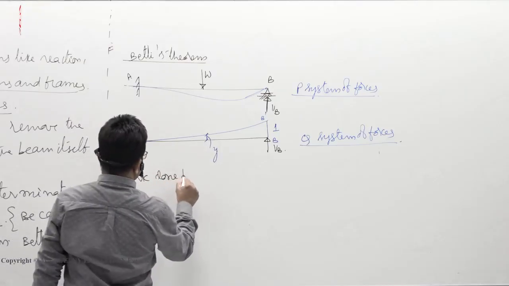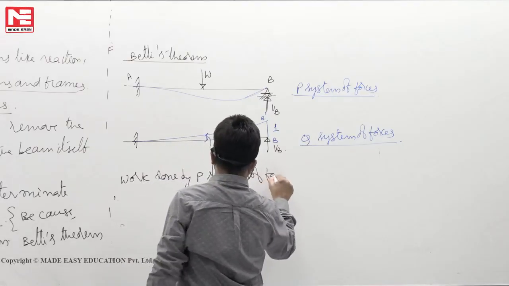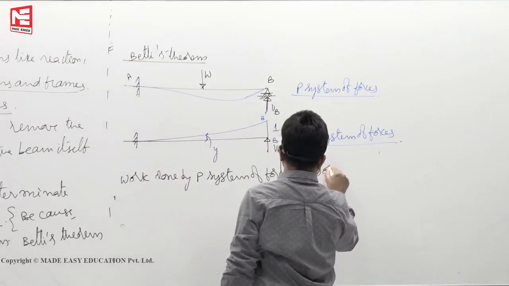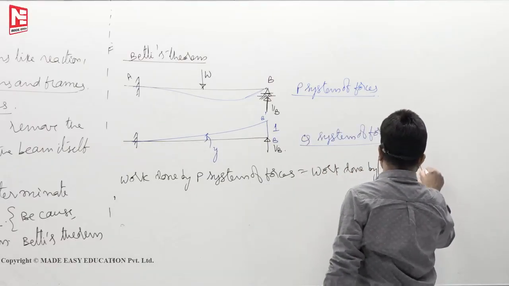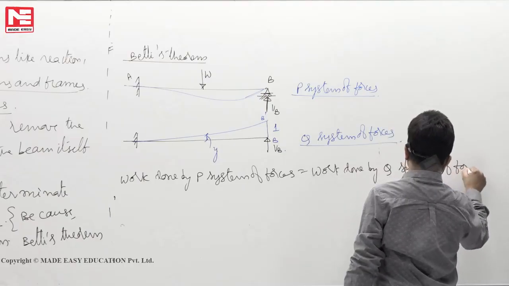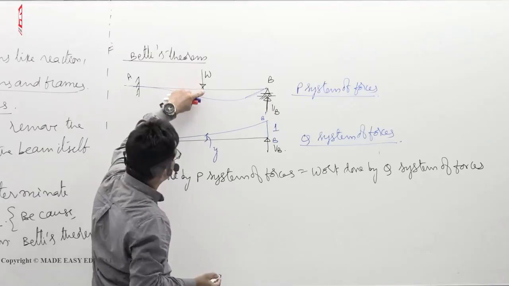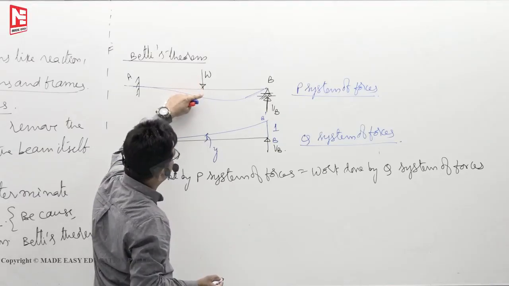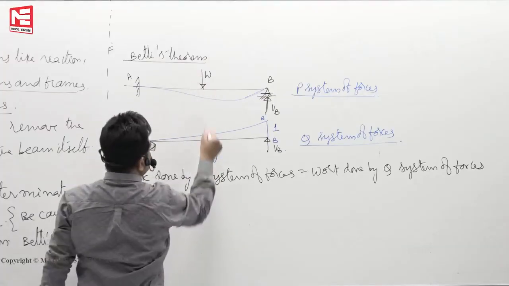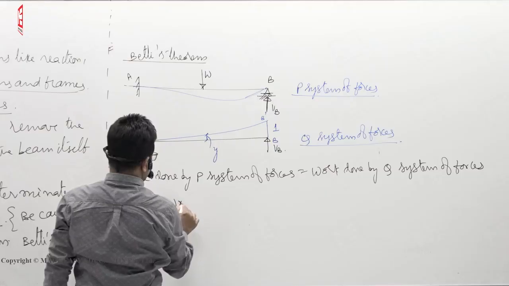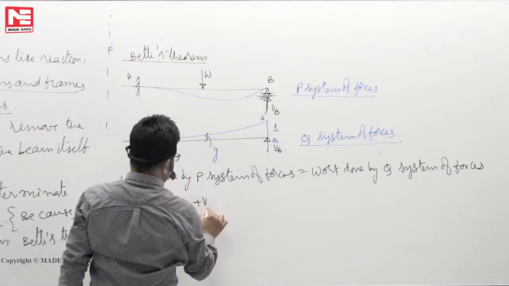Work done by the P system of forces must be equal to work done by the Q system of forces. So work done by the P system of forces, which work done? Not this work done, but W into the displacement of the other structure. So W downward, Y upward. So minus W into Y. VB upward, displacement is also upward. VB into 1.